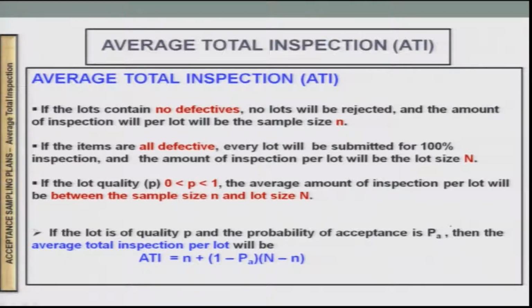I will read it again: the amount of inspection per lot will be the sample size n multiplied by the overall cost per item. If items are defective, every lot will be submitted for 100% inspection, and the amount of inspection per lot would be the lot size capital N, because now you are actually inspecting each and every item.